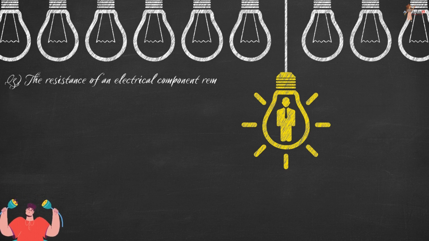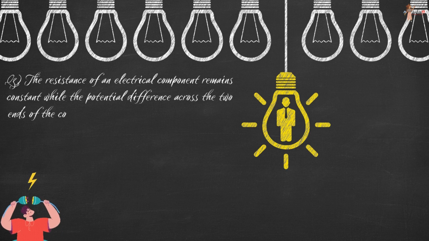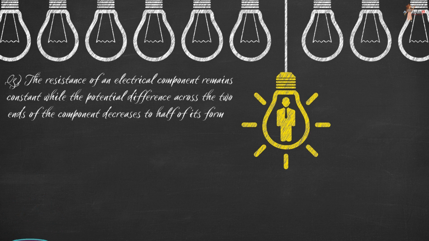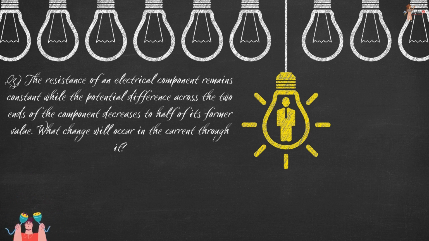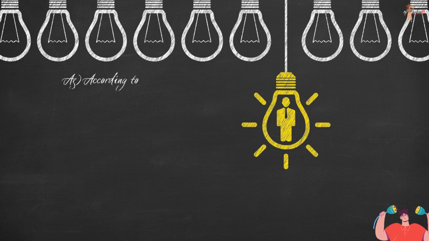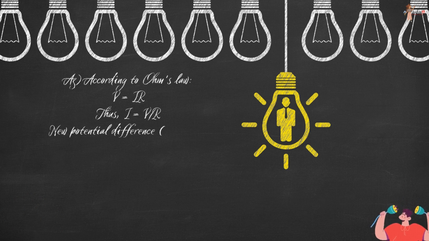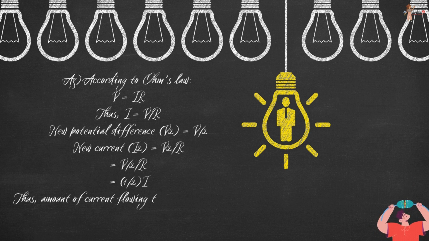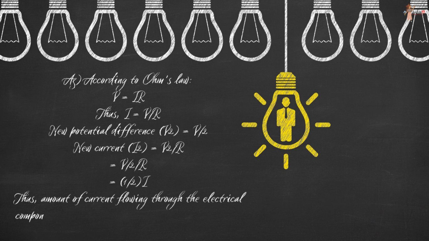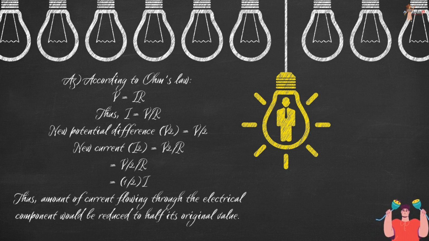The resistance of an electrical component remains constant while the potential difference across the two ends of the component decreases to half of its former value. What change will occur in the current through it? According to Ohm's law, V is IR. So I is V upon R. New potential difference would be V upon 2. So new current would be half of the original current. Thus, the amount of current flowing through the electrical component would be reduced to half its original value.